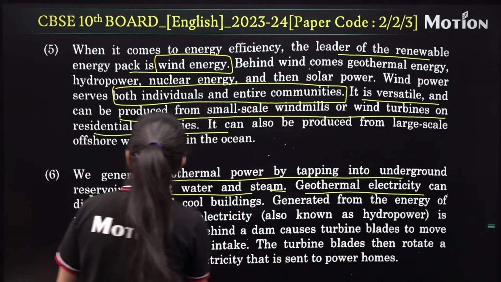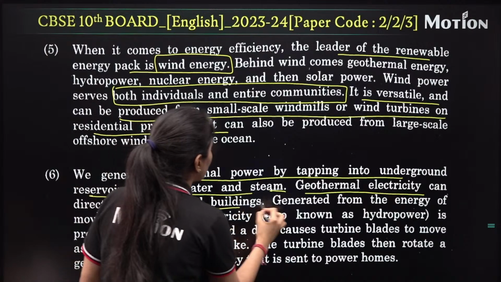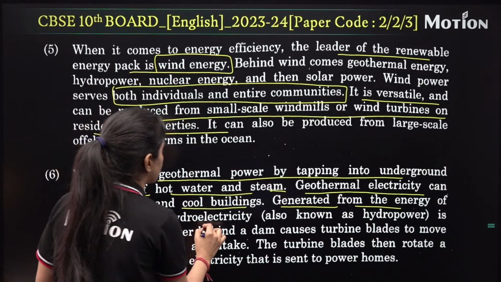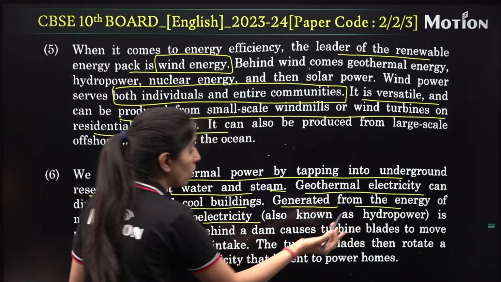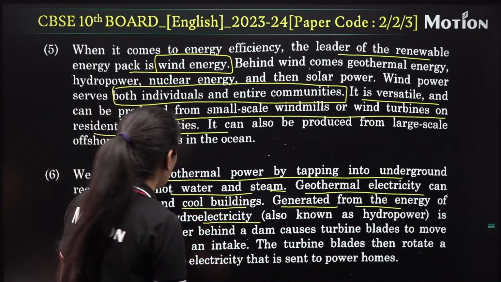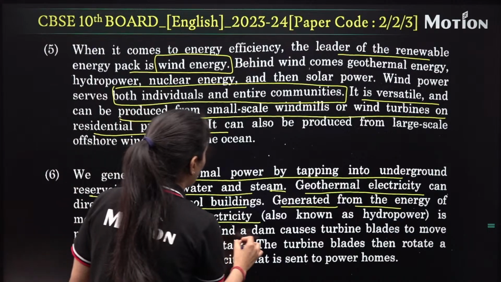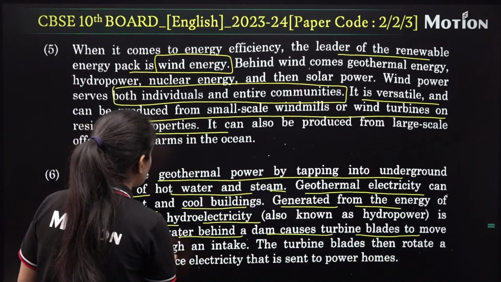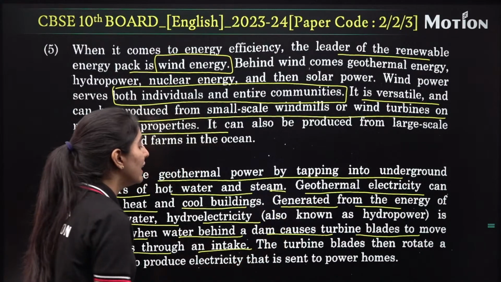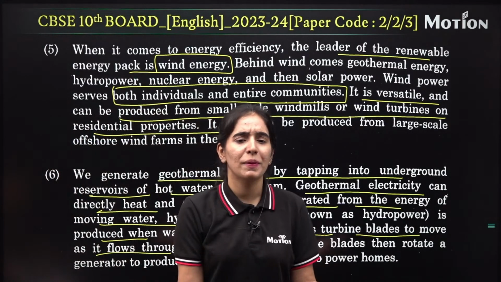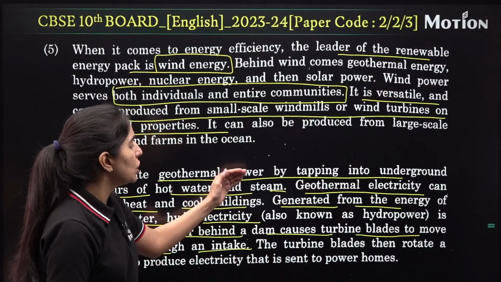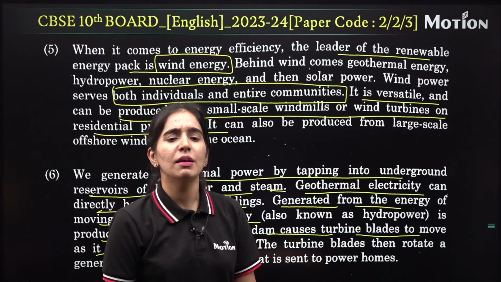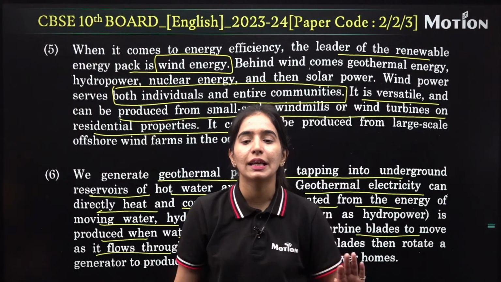Geothermal electricity can directly heat and cool buildings, while hydroelectricity is generated from the energy of moving water. Hydroelectricity, which is also known as hydropower, is produced when water behind a dam causes turbine blades to move as it flows through an intake. So yes, that is your basic difference between geothermal and hydroelectricity. That was clearly mentioned in the passage and it was very, very easy.